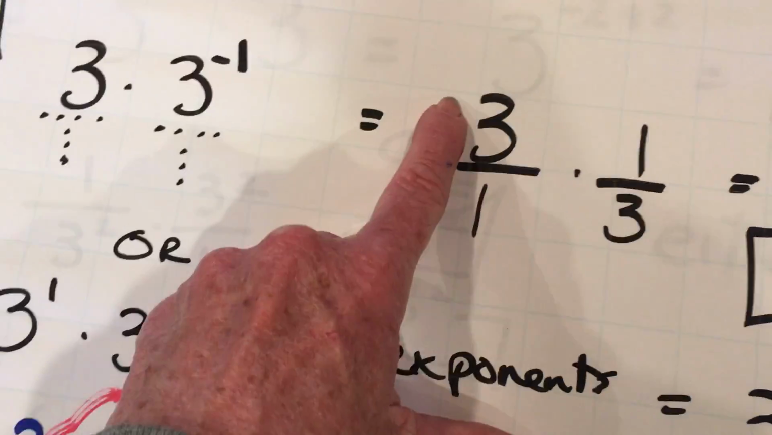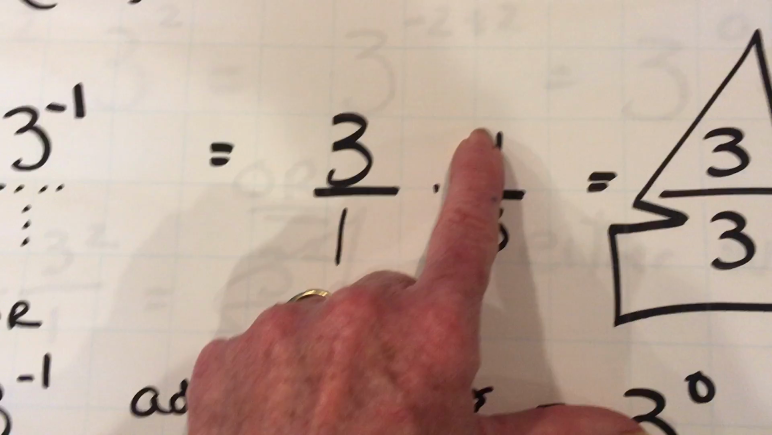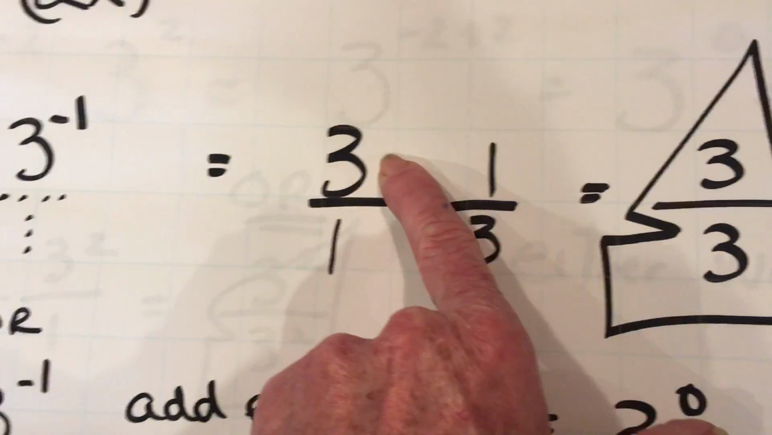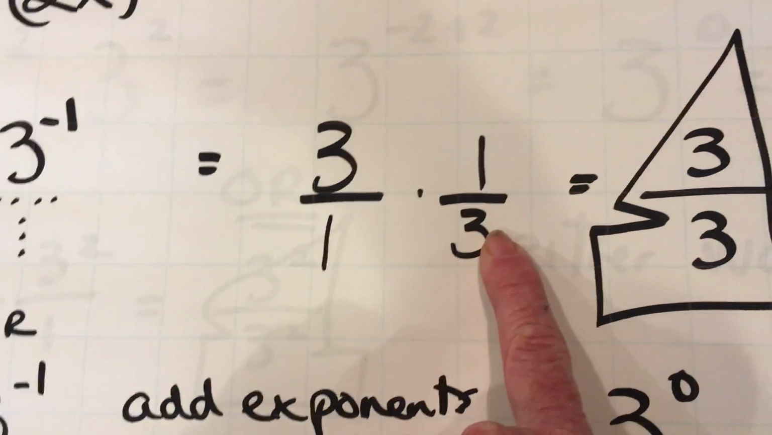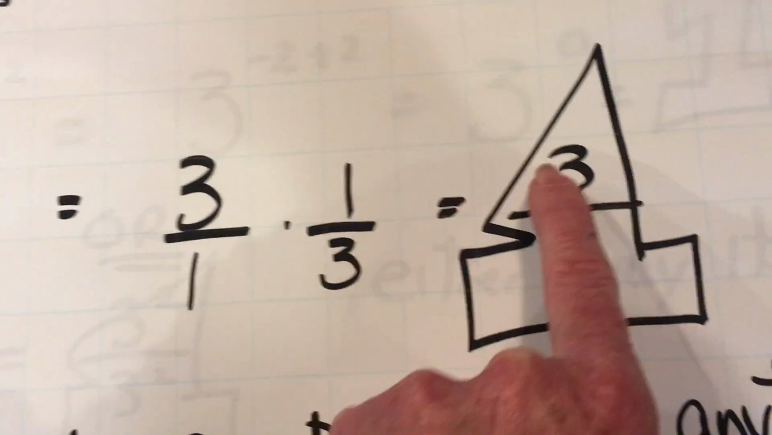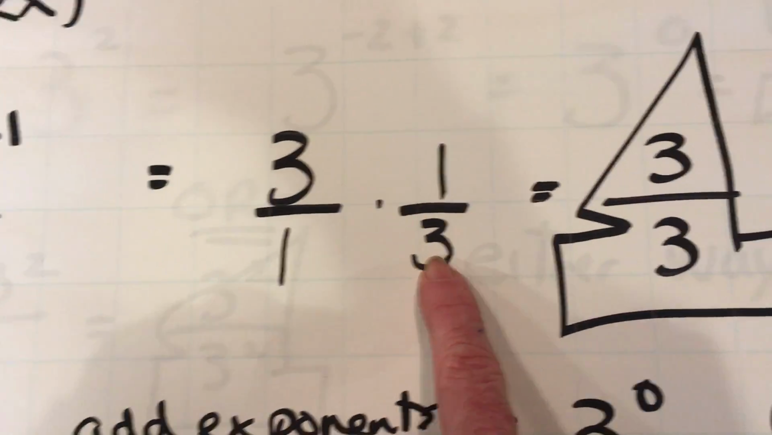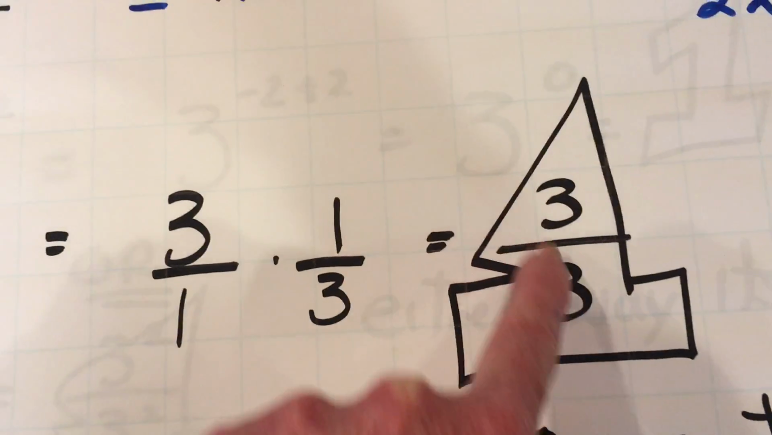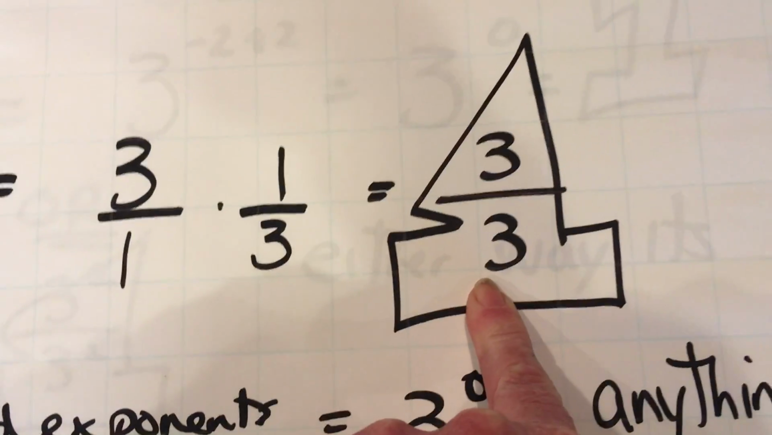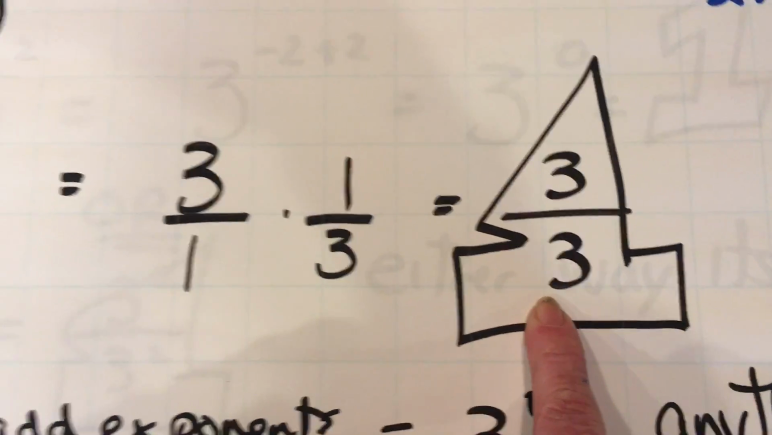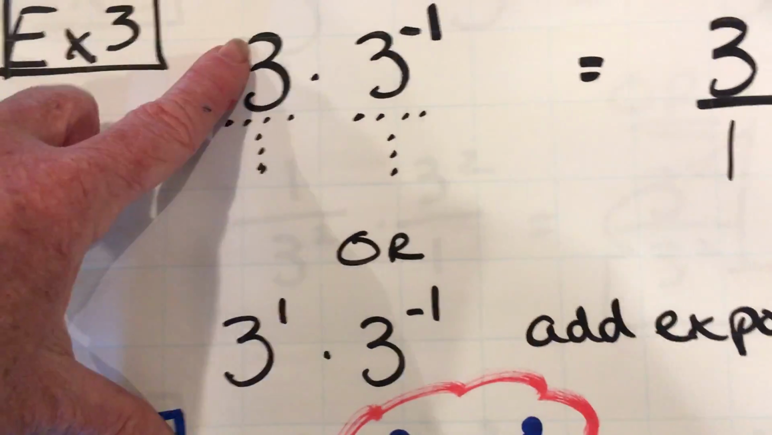So we can rewrite this as 3 over 1 times 1 over 3. We multiply our fractions straight across. We end up with 3 times 1, which is 3. 1 times 3, which is 3. 3 divided by 3 gives me Mr. 1. Okay, or we could have added our exponents.